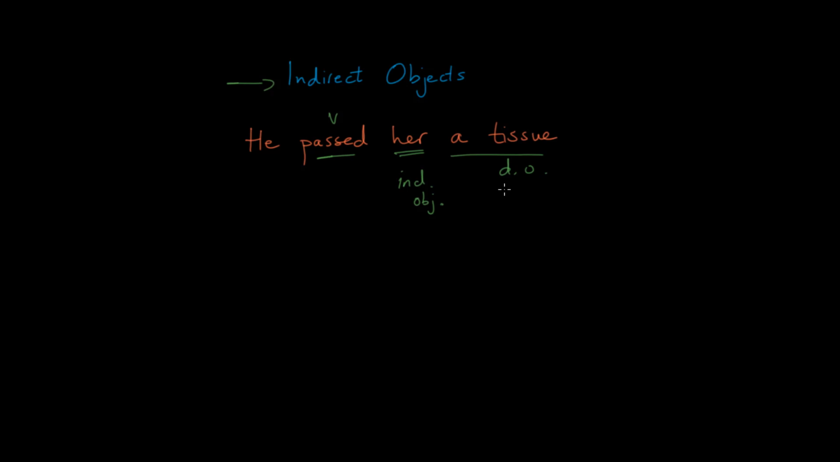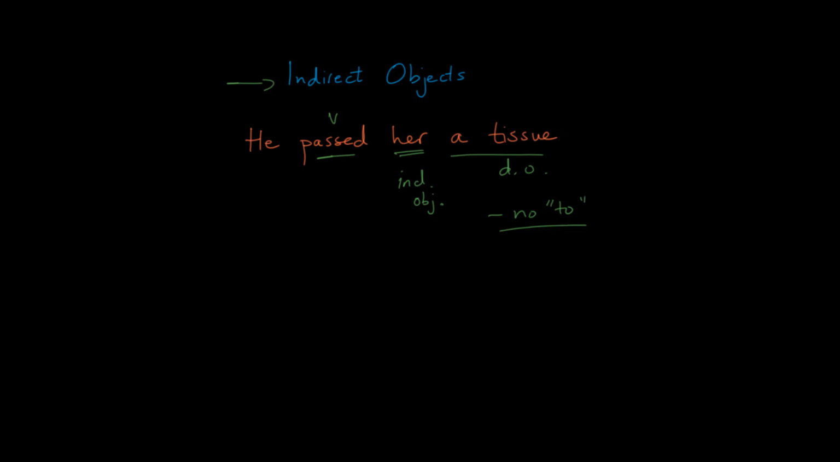The other criterion that we have for an indirect object is that it does not have a to already. So there's no to, right? It doesn't say pass the tissue to her. And if we add these things up, then an indirect object can be identified when there's something that receives the direct object and when there's no to.